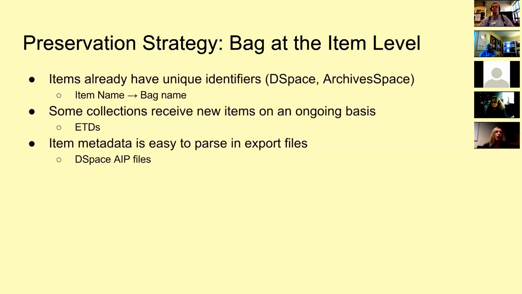So just a little bit about our preservation strategy. Unlike, I think, a lot of the other institutions participating in APTrust, we bag our content at the item level. We do this because the way that DSpace is set up with the handle system and ArchivesSpace with unique identifiers, all of our items already have unique IDs, so we can carry those over into the bag name, which is helpful for management.